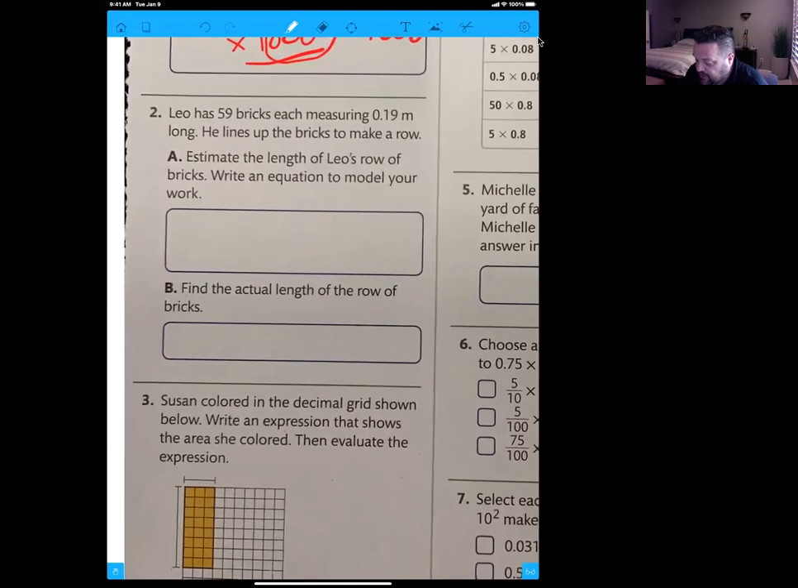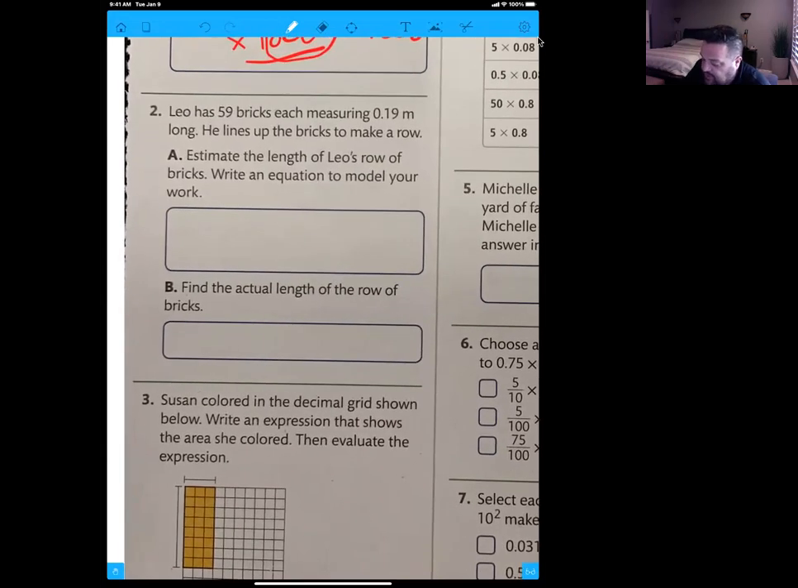All right, pause the video and try to do number two. Okay, number two, the key here is you have to read, because this says an estimate. An estimate for 59 would be about 60. An estimate for 19 hundredths would be about 2 tenths, or 0.2. So it'd be times 0.2, which would give you an estimate of about 12. You could have gone a different way on that, so it doesn't have to be exactly right, but your estimate should make sense. That's the only estimate that makes sense.